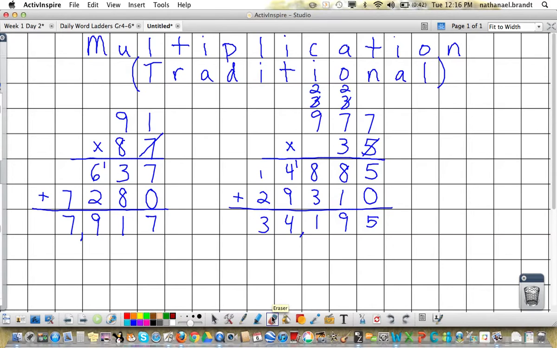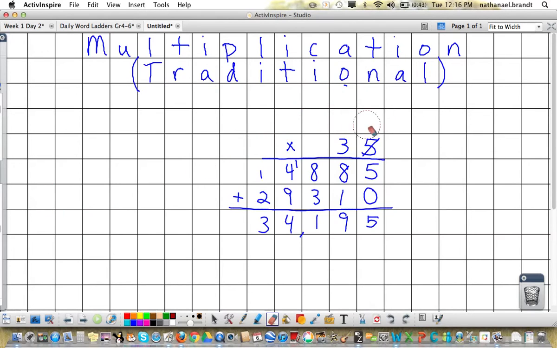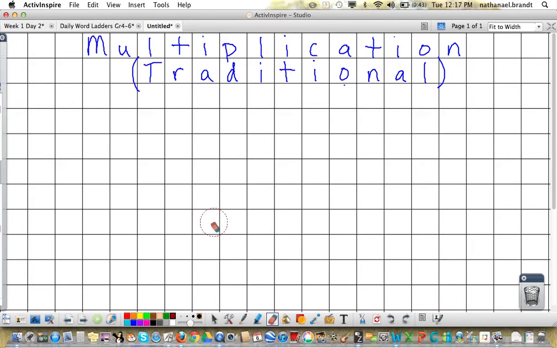So those are two examples. Now I'm going to do another one of these, just to give a little bit more information about it. And we're going to use one of the same numbers again. 977 times 35.